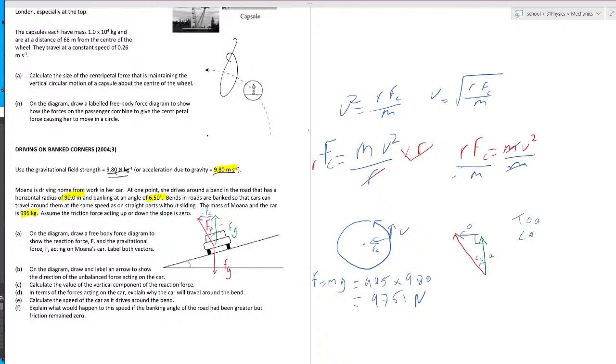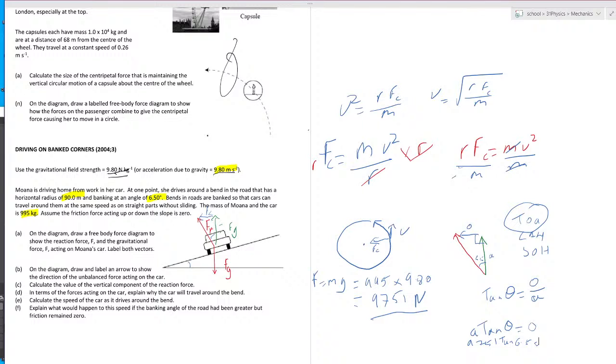So we're going to use TOA. The tan of the angle theta is equal to the opposite over the adjacent. The adjacent is this number here, and we're looking for the opposite, so it's going to be the adjacent multiplied by the tan of theta, which is 6.5. So it's going to be 9751 times the tan of 6.5.